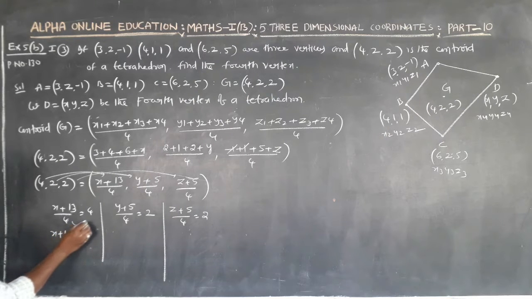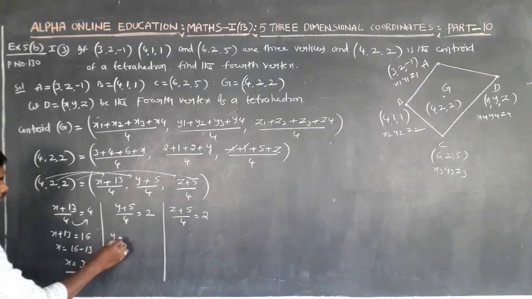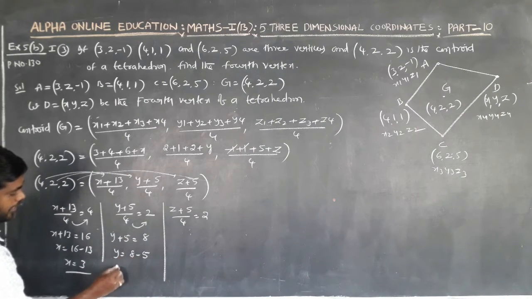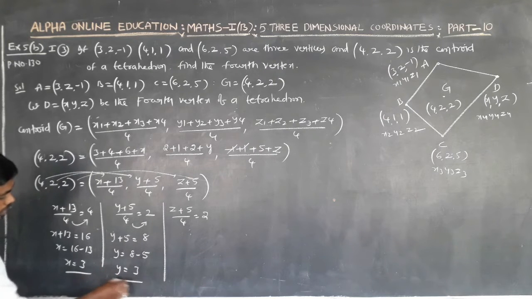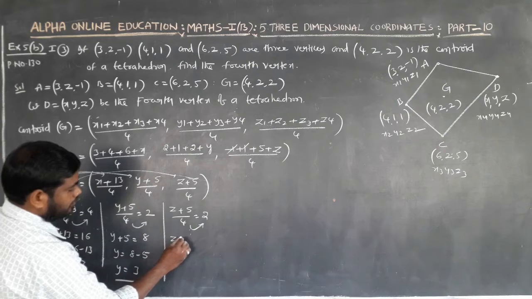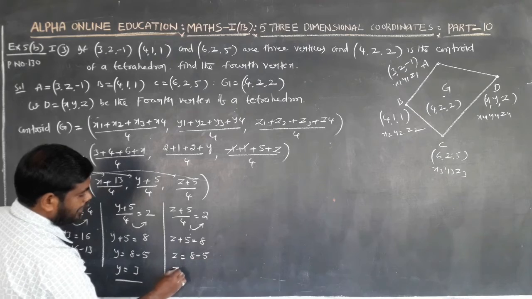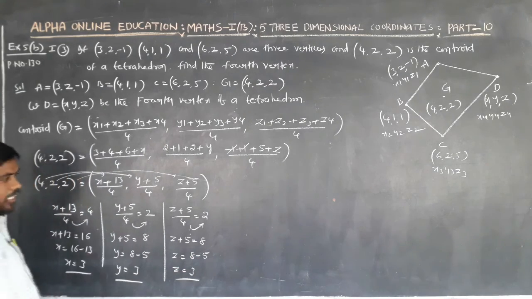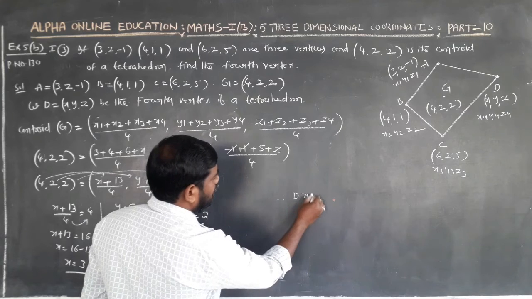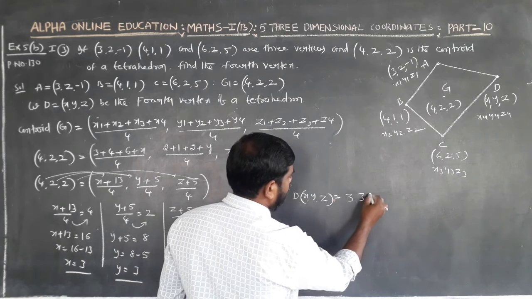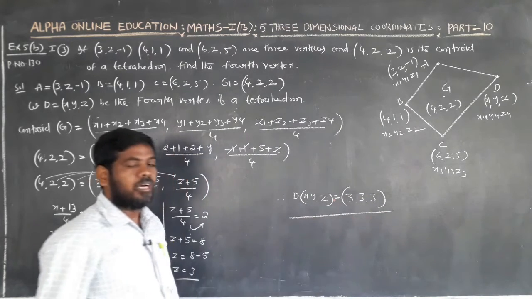x plus 13 equal to 4 fours are 16, x is equal to 16 minus 13, x equal to 3. y plus 5 equal to 2 fours are 8, y is equal to 8 minus 5, y is equal to 3. Taking the right side, z plus 5 equal to 4 twos are 8, z is equal to 8 minus 5, z is equal to 3. Therefore, the fourth vertex (x, y, z) is equal to (3, 3, 3). That is the answer.